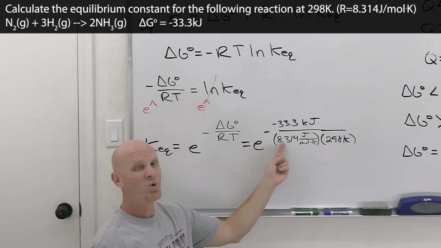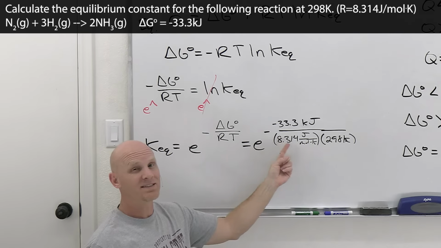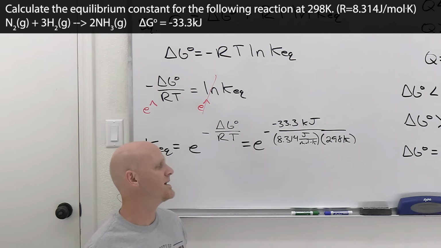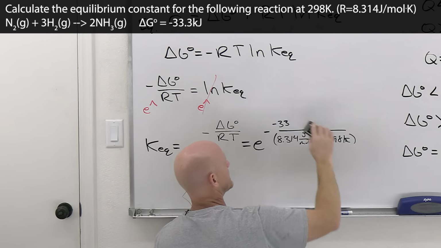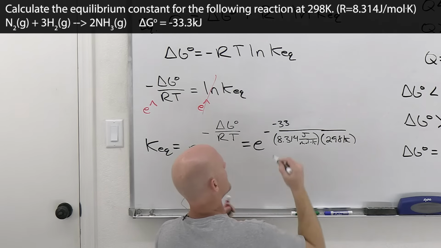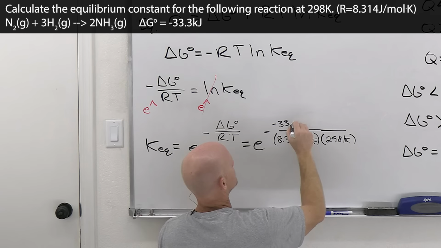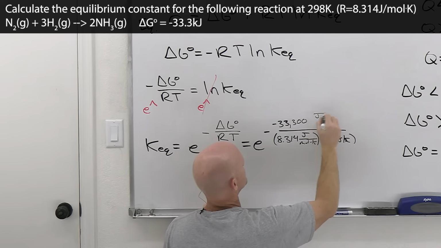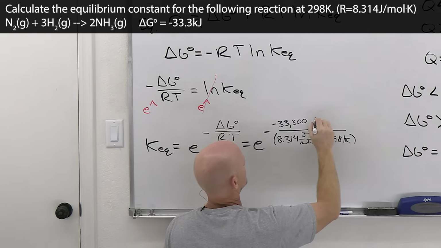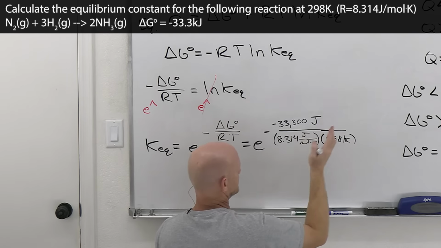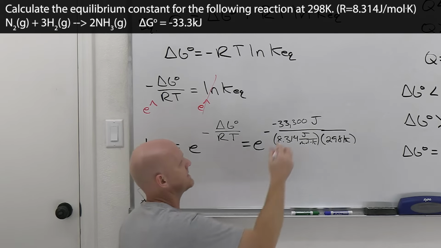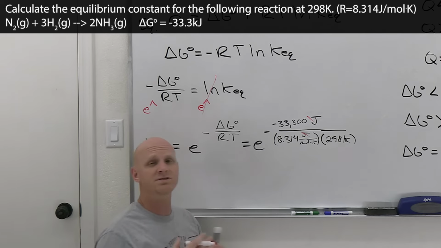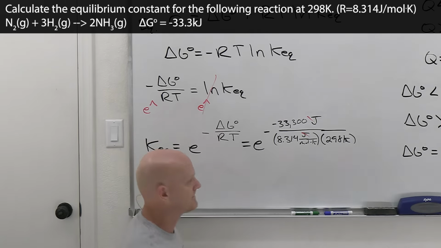I could make this 0.008314 like we did in the last example, but in something like this, I usually find it easier to convert kilojoules to joules. So instead of negative 33.3, I'm going to multiply that by 1,000 and get negative 33,300 joules. Technically joules per mole, that way these units cancel, but same diff. And now the units are ready to cancel out there, and life is good. But if you'd made them both kilojoules, it would have worked out exactly the same way.